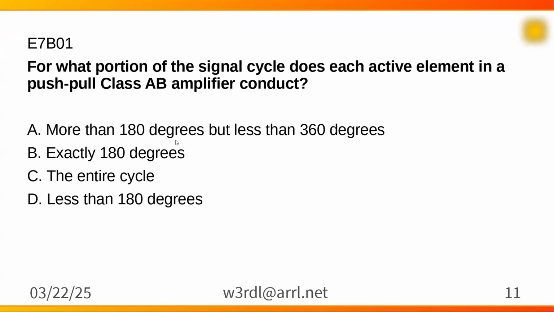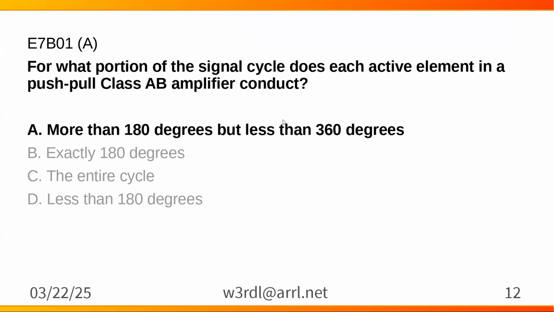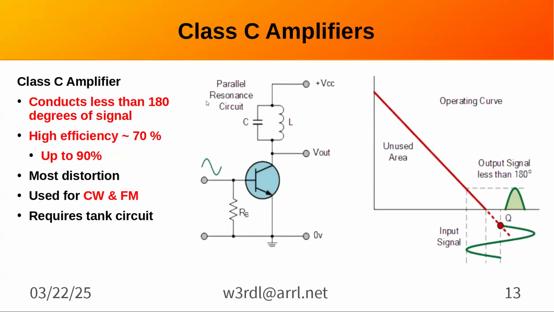For what portion of the signal cycle does each active element in a push-pull class AB amplifier conduct? In other words, each half of the cycle. For a class C, it's going to conduct less than 180 degrees. It's much higher efficiency. I don't know what causes the variation. Some things say it can be up to 90%. It seems a little high, but normally they'll say it's around 70 or 80.